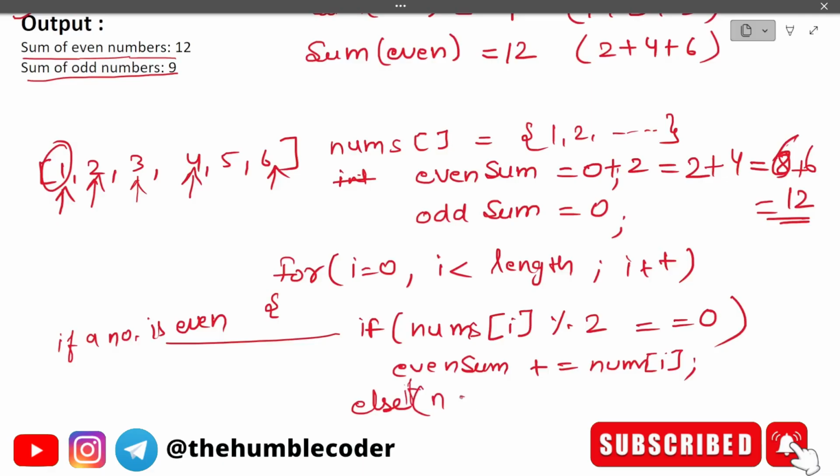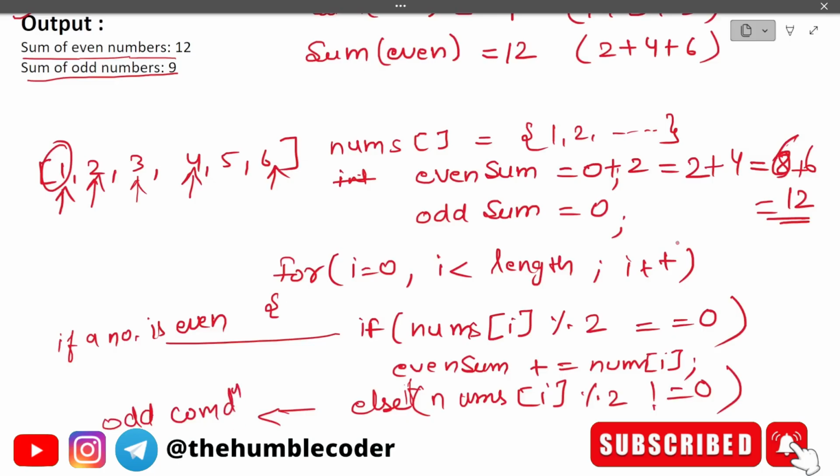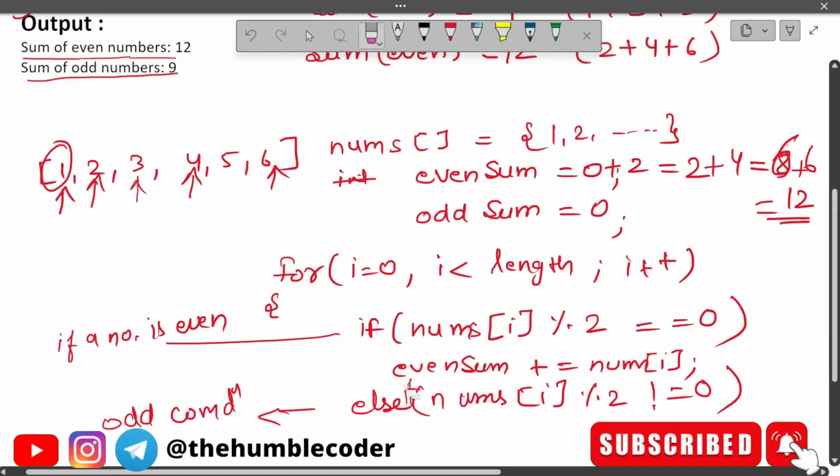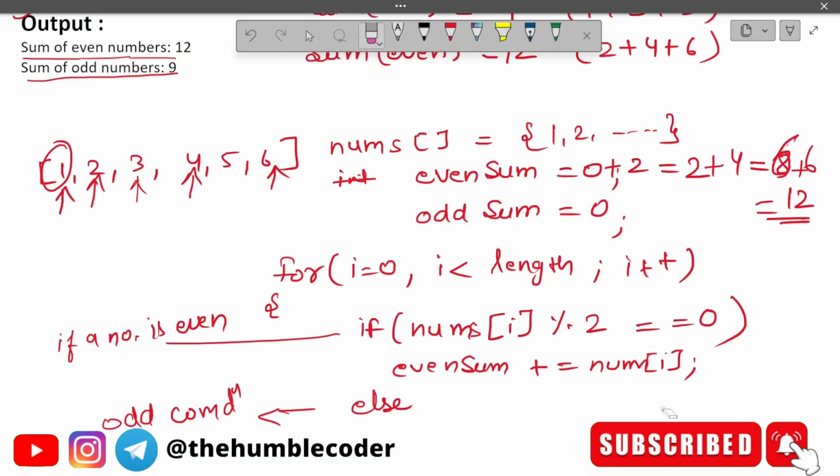So else if nums of i mod 2 is not equal to 0. Okay, so what does this mean? Odd condition. But we don't even have to do all this, right? Because in the if condition we have already written the condition for even, so we can directly write else. Whatever remains now is the odd condition only.